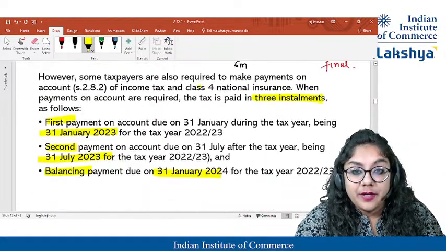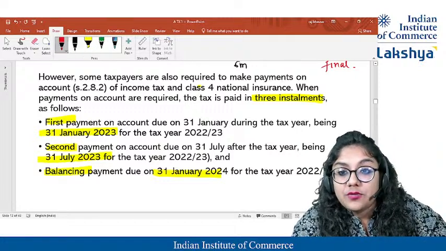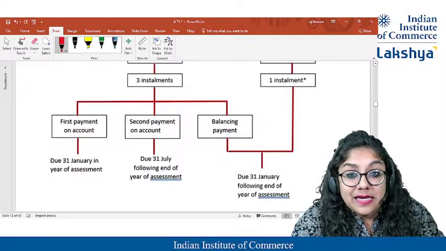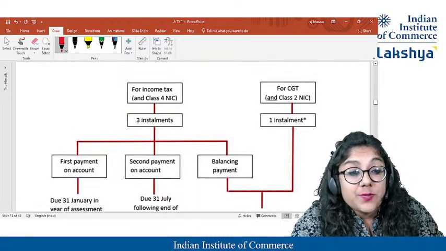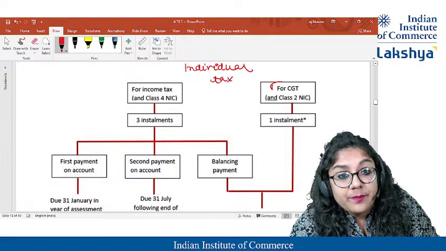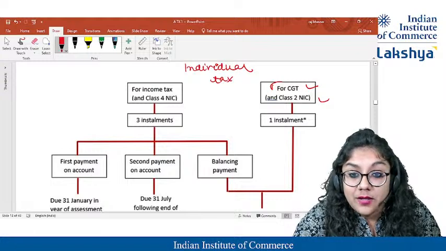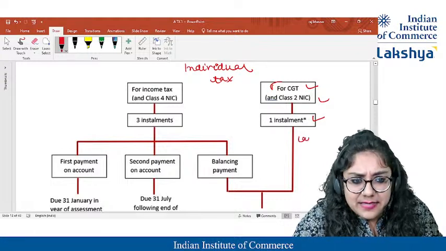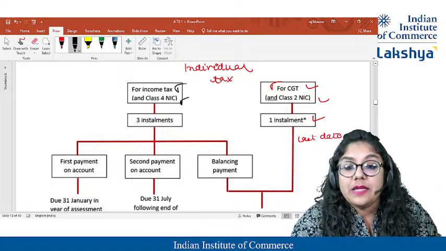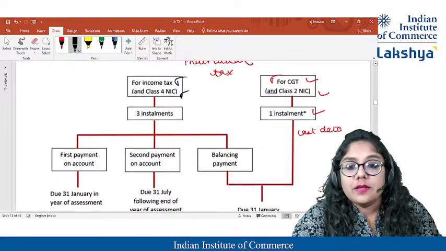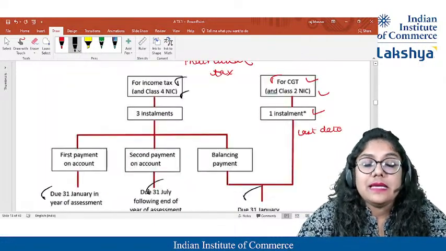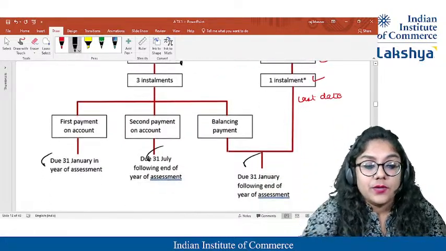Now guys, please remember it. You have to pay attention in 2 parts: income tax and class 4 NICs. But for CGT, if an individual has a tax liability of capital gains tax and class 2 NICs, there is only one installment, that is on the last date. But when they have to pay taxes based on income tax and class 4, we have 3 installments: 31st January before the year, 31st July, and the year end 31st Jan. That's all.